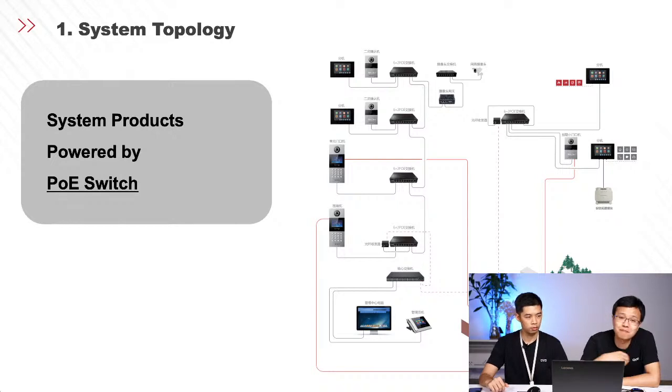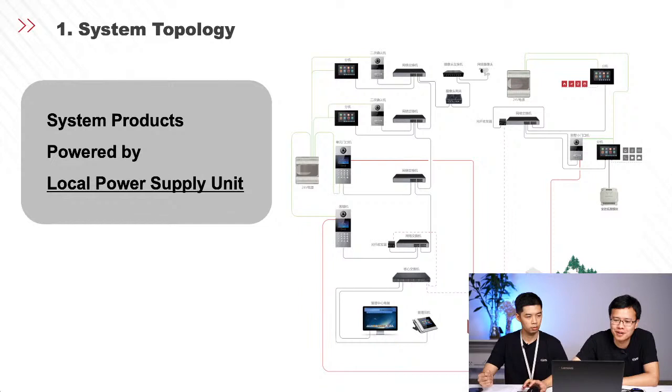You can see there's a minor difference from the last page because it has a local power supply for the system. All of the system devices are almost the same, but it has an external PoE local power supply. It provides power to the outdoor station and also the indoor monitor, so you don't need to use the PoE switch for the system, but you can use a normal switch to connect the outdoor station and the indoor monitor.